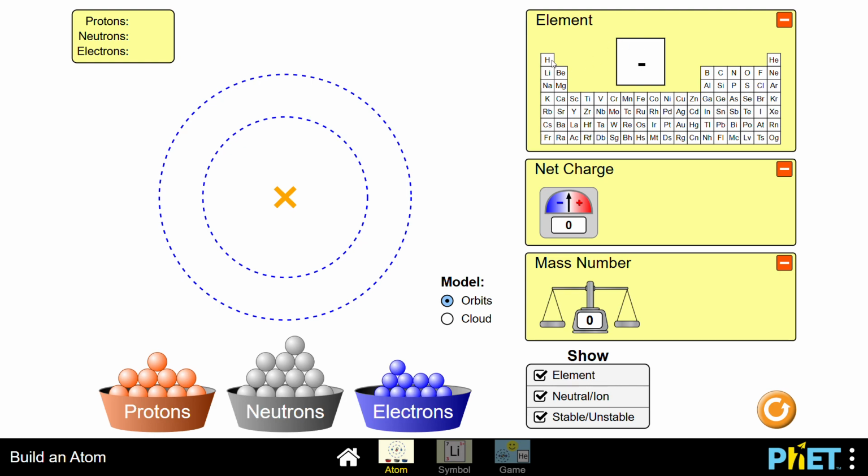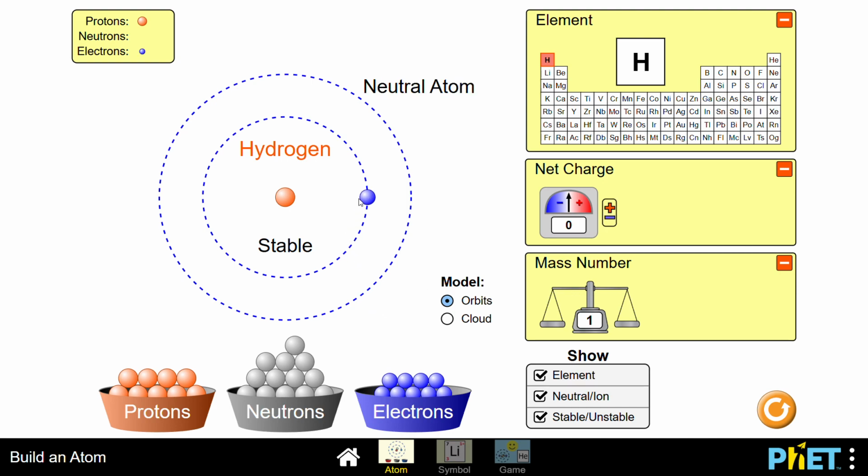Let's begin with hydrogen. So for hydrogen, I am placing one proton. So this shows this element is hydrogen. It is stable, but it is an ion. But our aim is to build an atom. So to build an atom, the number of protons should be equal to the number of electrons. Then only it can be an atom. So let's equate it by placing an electron.